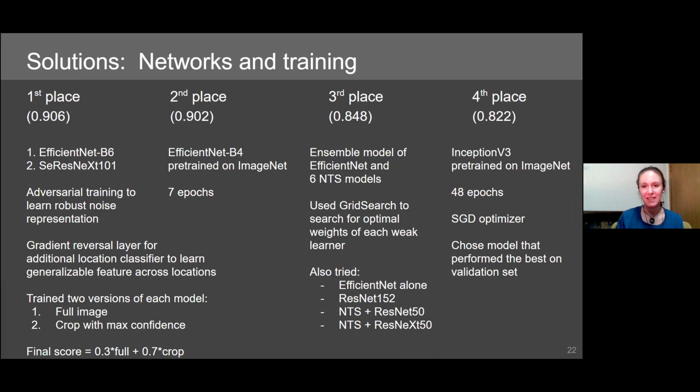Right. So the different networks that the teams used, the first to third place teams all used versions of EfficientNet, and then the first and third place combined EfficientNet with other models. Fourth place used Inception. I guess they didn't like EfficientNet, but EfficientNet seemed pretty popular. And so here's where I'm going to take a small detour to talk about EfficientNet, because it's a pretty cool way of making a network.